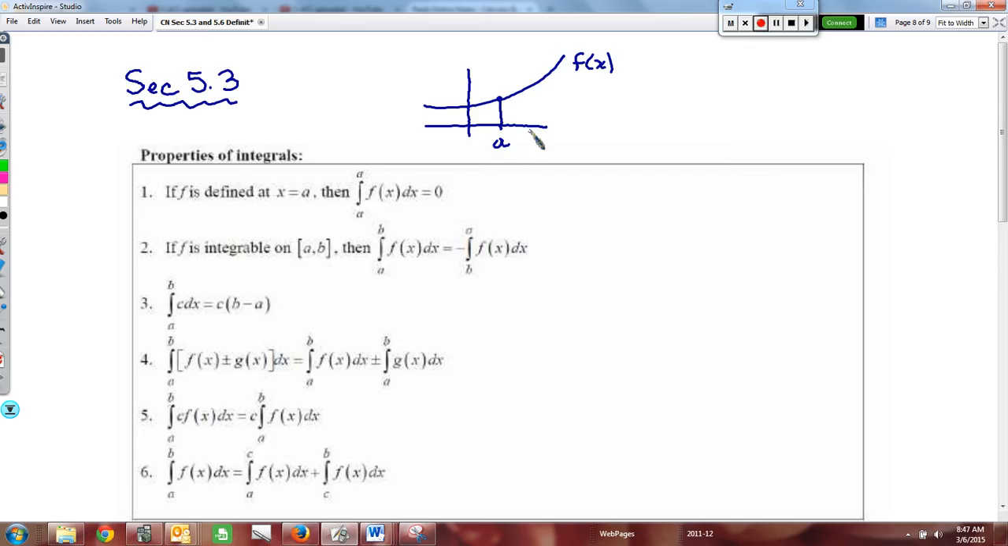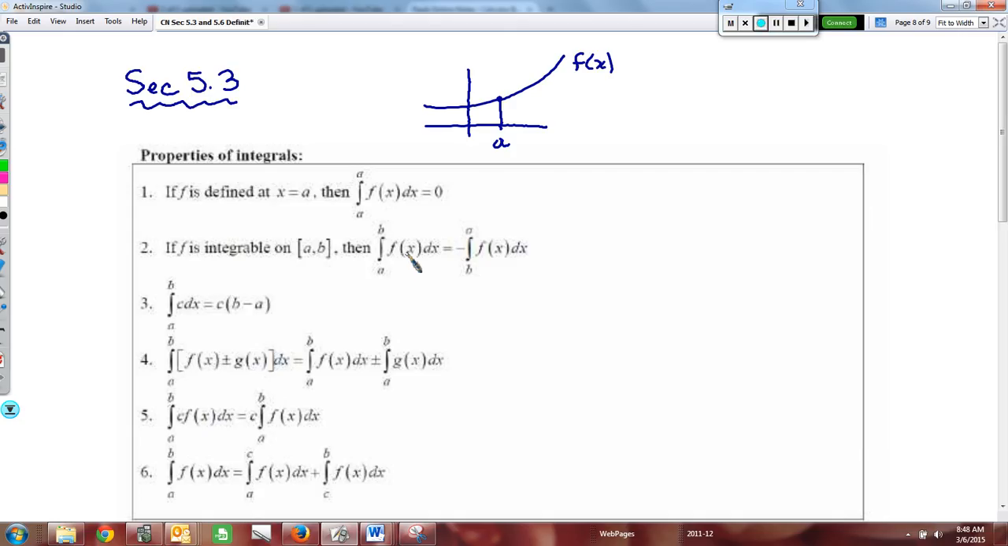this plays on the idea that a line has no thickness. A line has no area. So when you go from a to a, how much area have you accumulated? You've not accumulated anything. You have gone nowhere. So the definite integral from a to a will always be 0.